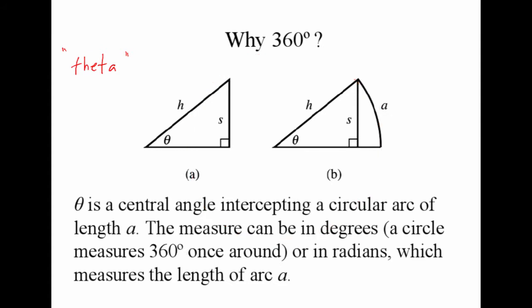So the measure can be in degrees. A circle measures 360 degrees once around, we know that, or in radians. So we can talk about the radian measure of an angle, which measures the length of arc A.